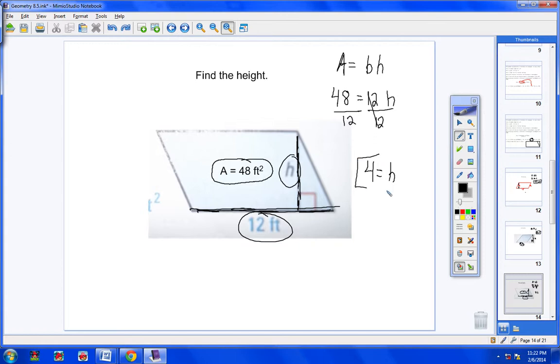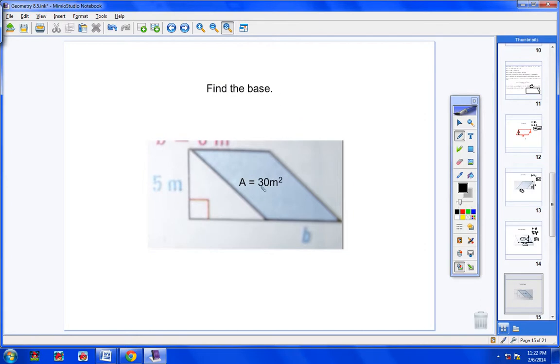4 is your height. All right, let's try one where we have to find the base. I've given you the area. Here's your parallelogram. I'm going to trace it for you or outline it for you. Here's your parallelogram right here. It's in blue. There's your parallelogram.